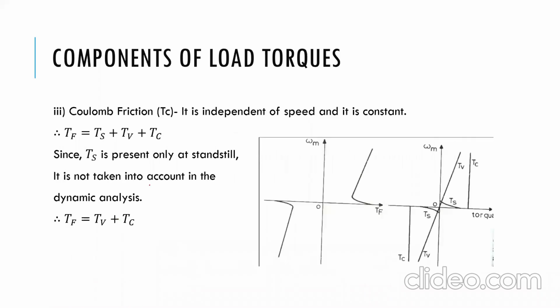And the third is the Coulomb friction. Its symbol is TC. It is independent of speed and it is a constant. Okay, all these three types of friction are shown here. For example, the curve of friction looks like this.